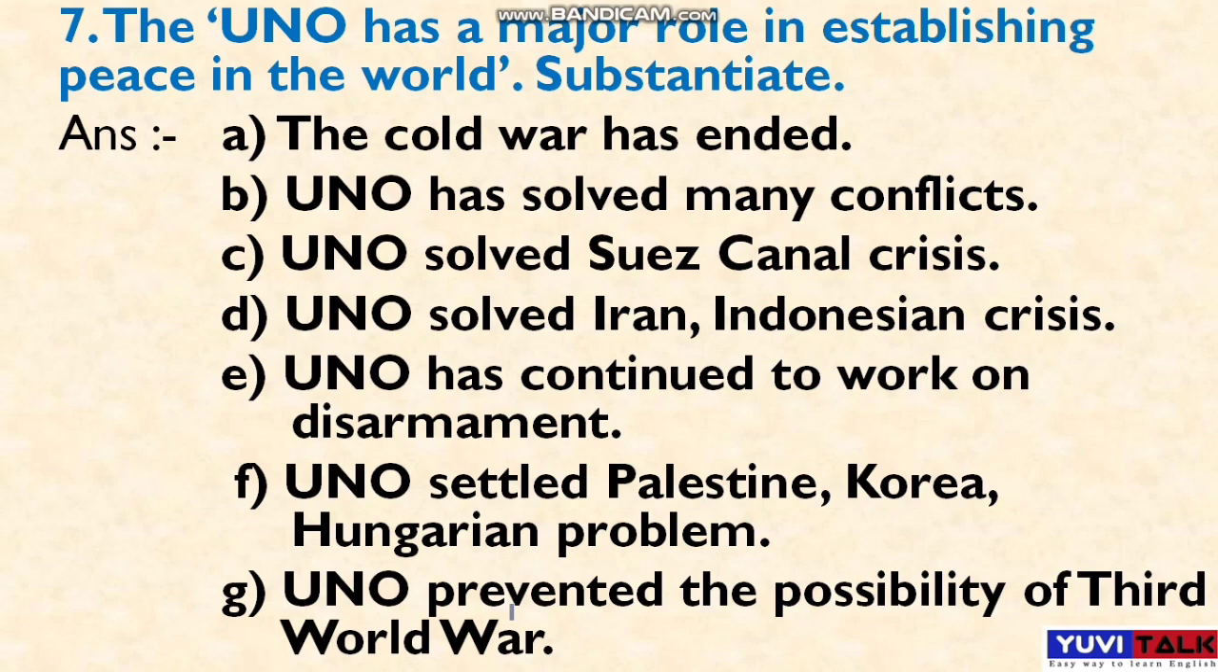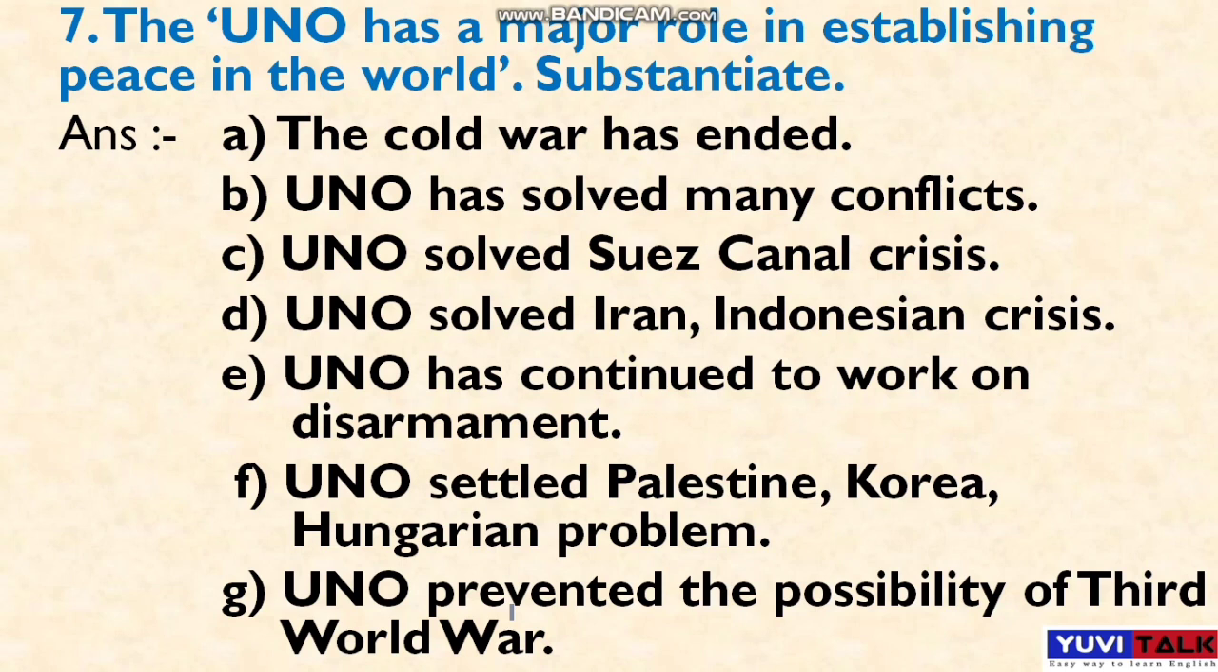And next is UNO has continued to work on disarmament. So disarmament, whatever you call it, is one of the major problems in countries, but UNO has continued to work on it. It wanted to stop the increase of arms. Okay, next is UNO settled the Palestine, Korea, Hungarian problems. It can also settle the Israel-Palestine issues, South Korea and North Korea issues, and the Hungarian problem.